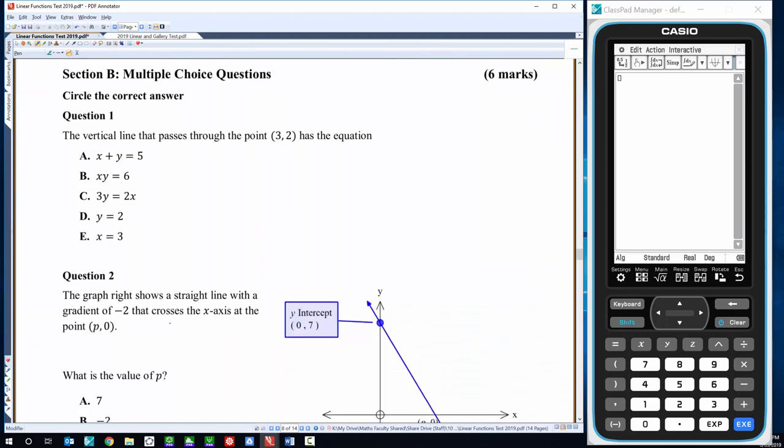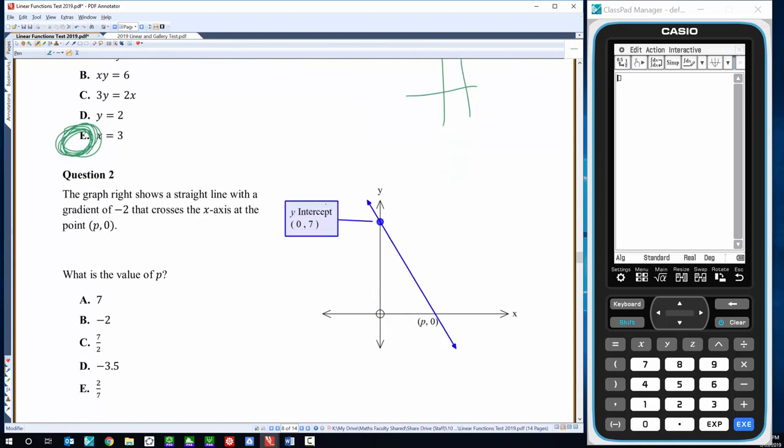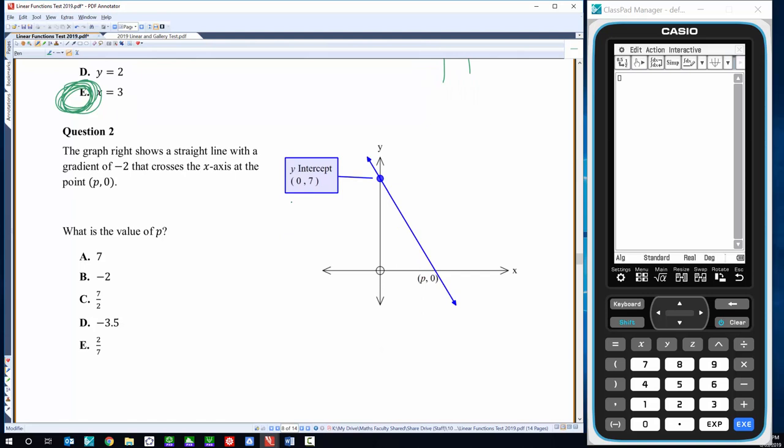Okay, so onto the multiple choice, and we can use our calculator for this. It's not a must, you don't have to. So look at question 1 here, a vertical line. So a vertical line would be something like that. So any vertical line has the equation x equals, and so the only solution to this is this one here, x equals 3. All the rest of them can't be right because they're not in the right form. So we don't need a calculator for this one. We just need to know what the line looks like.